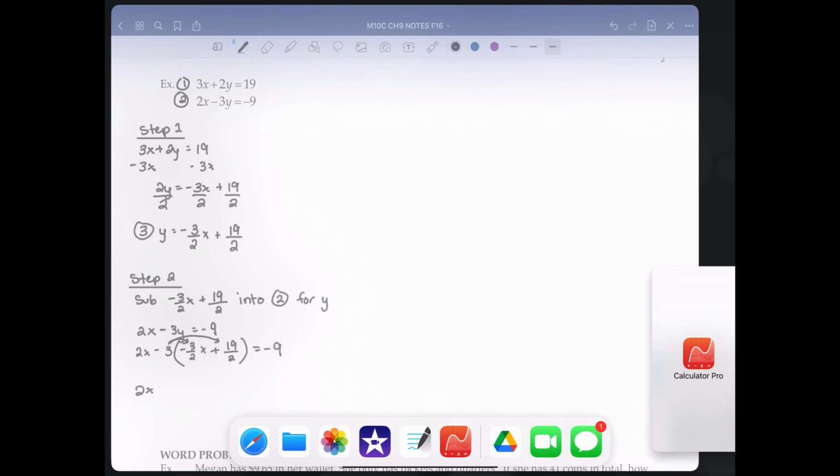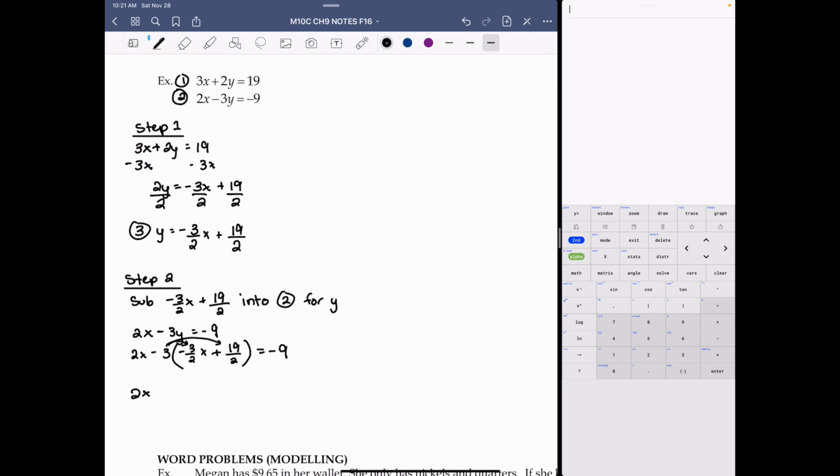Then it becomes 2x. We're going to use our calculator to multiply these fractions. We have negative 3 times the fraction negative 3 over 2, which is 9 over 2, so plus 9 over 2x. If you can't enter fractions in your calculator, just do negative 3 times, put brackets around the fraction part, negative 3 divide 2, close bracket, and then enter, and change it to a fraction, 9 over 2. Then the next one, negative 3 times 19 over 2 gives us negative 57 over 2, so minus 57 over 2 equals negative 9.